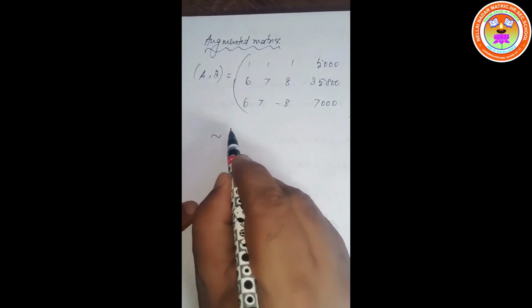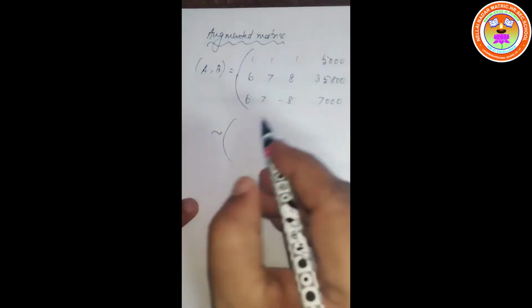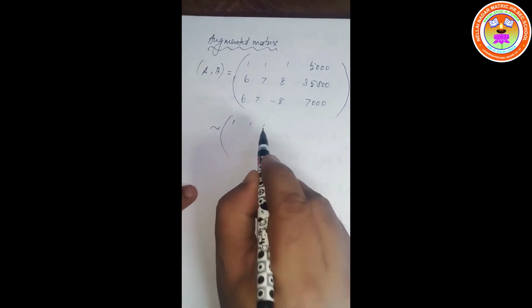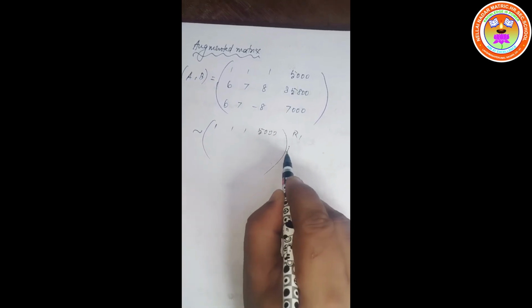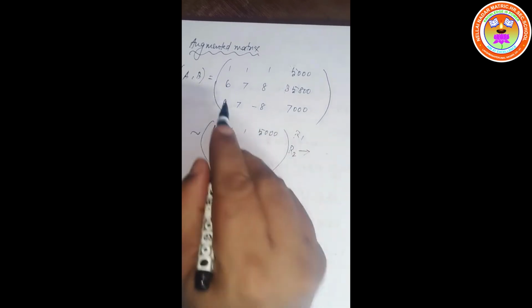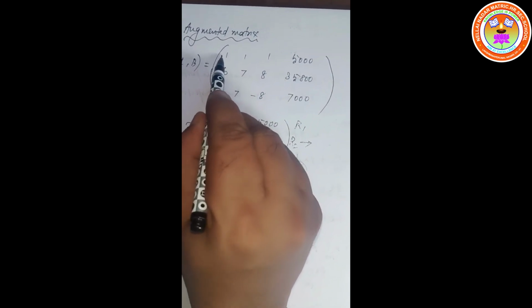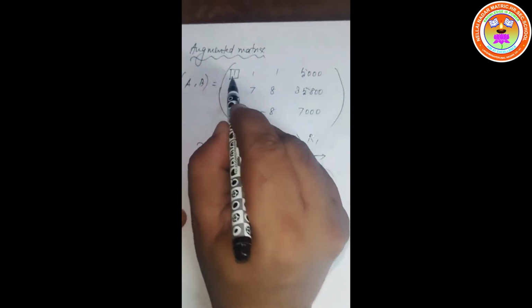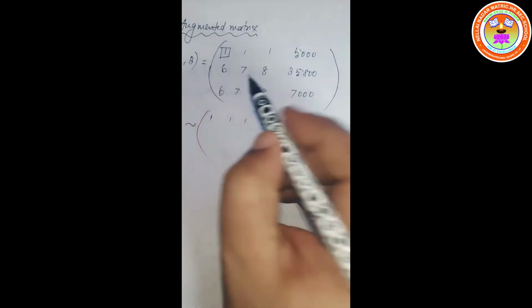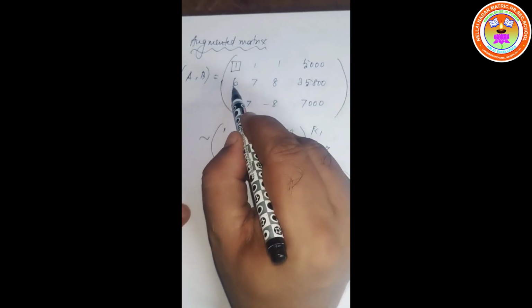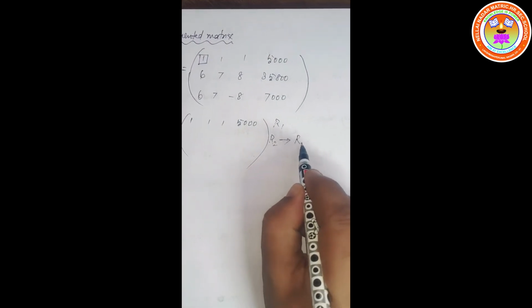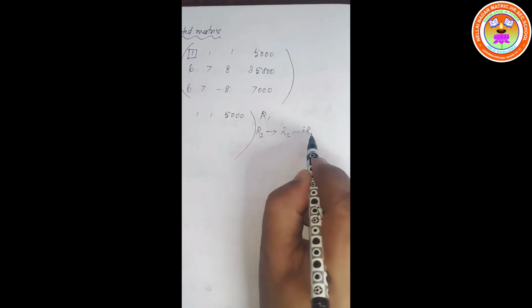Put the equivalent symbol. Write the first row as it is, 1, 1, 1 and 5000. This is the first non-zero element in the first row. Below which two numbers are there. We have to change them into zeros. See, 6 is there, 1 is there, so I am writing R2 implies R2 minus 6 R1.